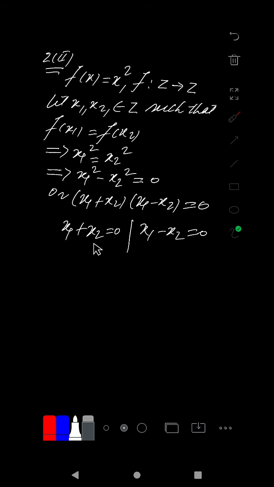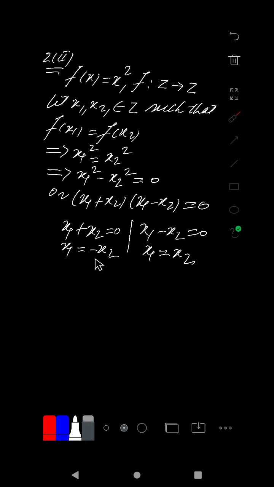Now here x1 plus x2 is equal to 0 is a valid result, which was invalid in the previous part, because in the first part the domain was the set of natural numbers and the sum of two natural numbers cannot be 0. But here the domain is Z, that is the set of integers, and integers are negative and also positive and 0. So the sum of two integers may be 0. So this is a valid result. So from this we get x1 is equal to minus x2, and second one x1 is equal to x2.